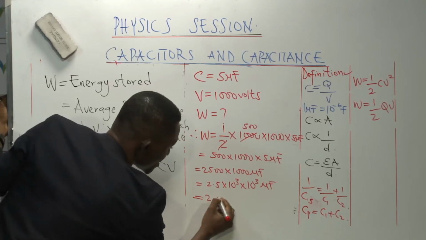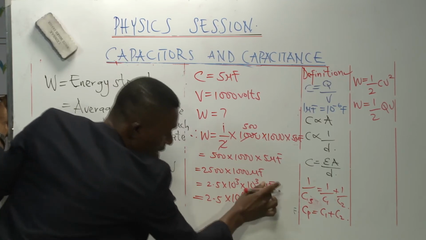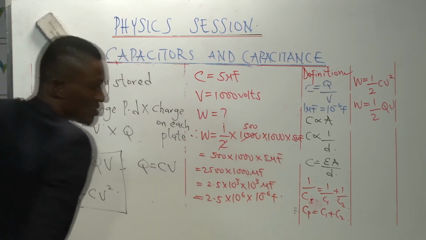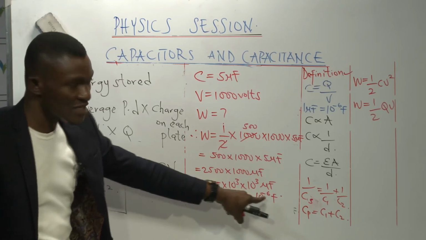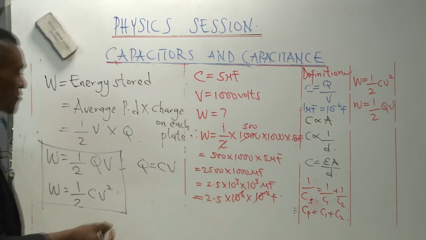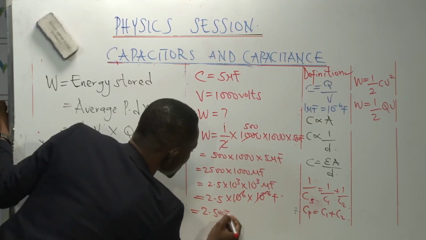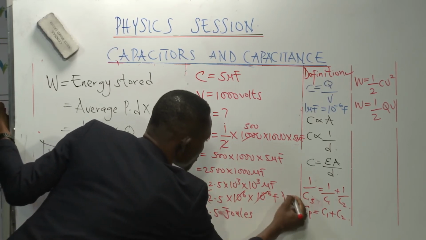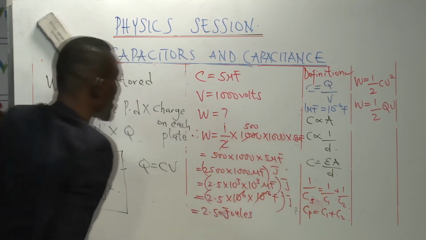JAM students, you need this. So this is times 10 to the power of 6 times our micro, which is given as 10 to the power of minus 6 farad. So what happens here? Something very funny happens here. 10 to the power of 6, 10 to the power of minus 6, they cancel out themselves. And then we finally have 2.5 joules. That would be in joules. Our work done is in joules. So that's our answer, 2.5 joules.